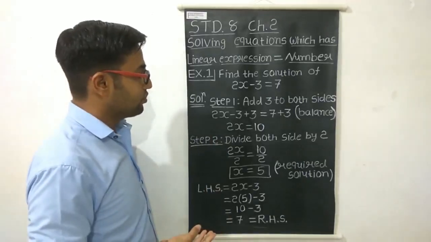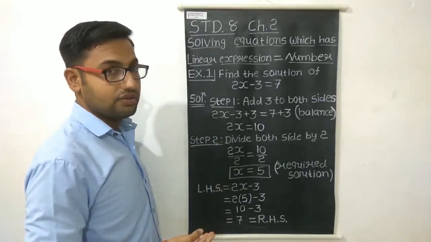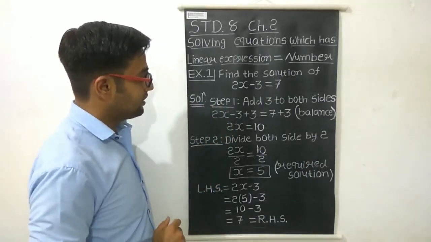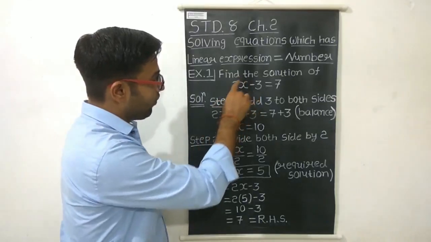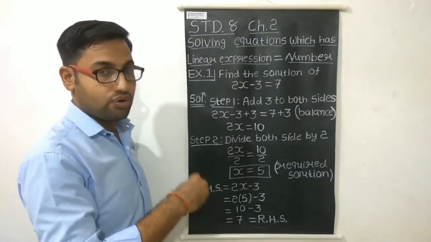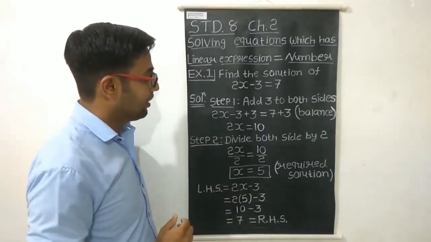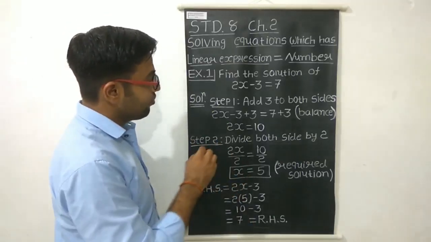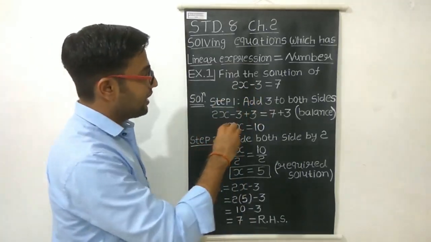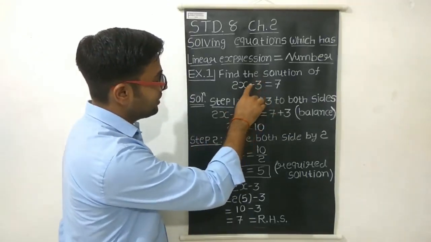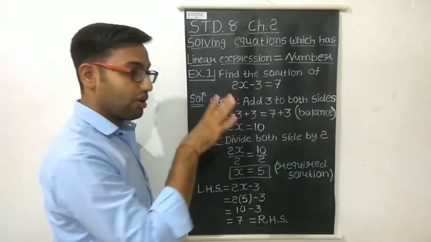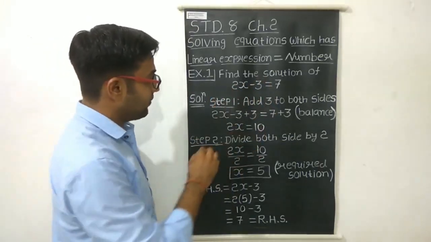To find this solution, there are some steps. The first step is to see that we need only the value of x, so all other terms we have to remove by subtracting, adding or dividing. First, there is a minus 3 with 2x. If we add plus 3 here, this minus 3 and plus 3 becomes 0. So we can remove the minus 3 in this way. That is the first step.